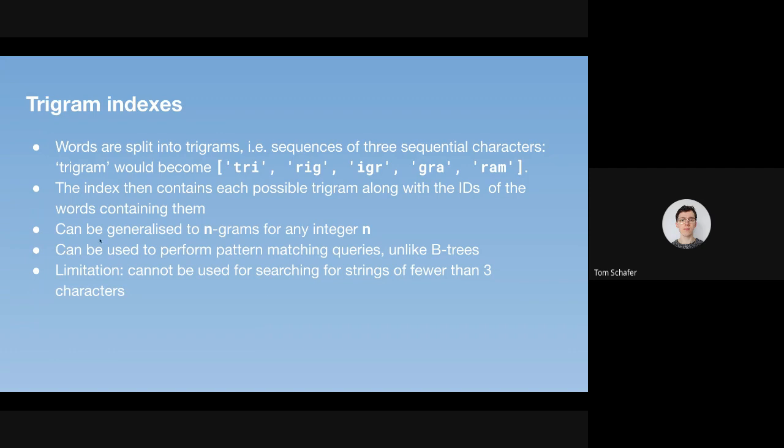And again, trigram indexes can be used to perform this sort of pattern matching or substring searching queries, unlike B-trees. So obviously there's a limitation for trigrams specifically. And if I said trigrams when I was talking about n, I meant n-grams. But trigrams specifically cannot be used for searching strings of fewer than 3 characters, which is probably obvious from here.